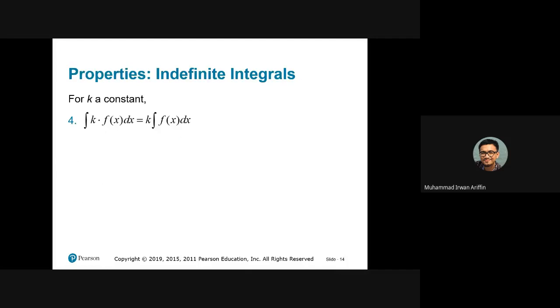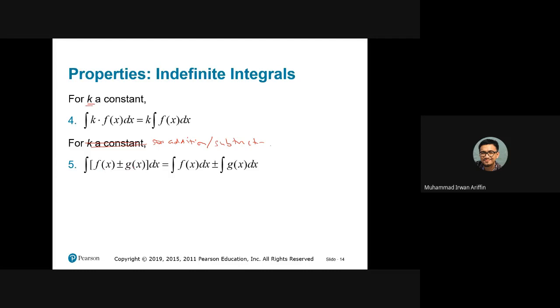For a constant k, which is not affected by the value of x, we can take it outside the integral sign. It won't be affected. This is not a constant. For the addition or subtraction of functions f(x) and g(x), we can deal with them separately, one by one.